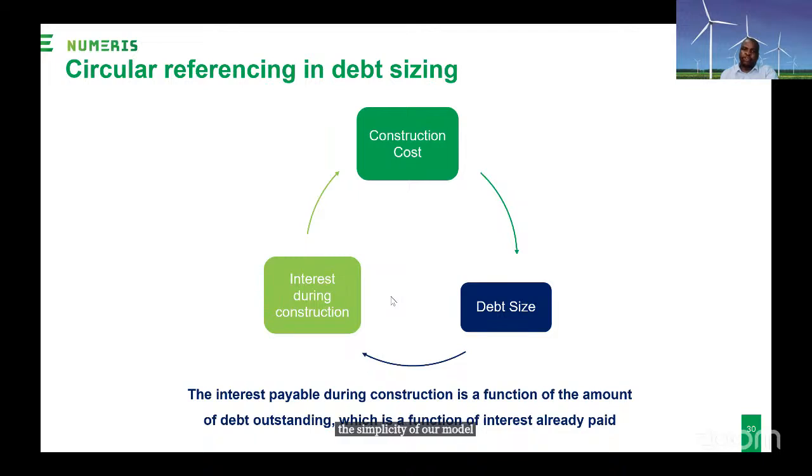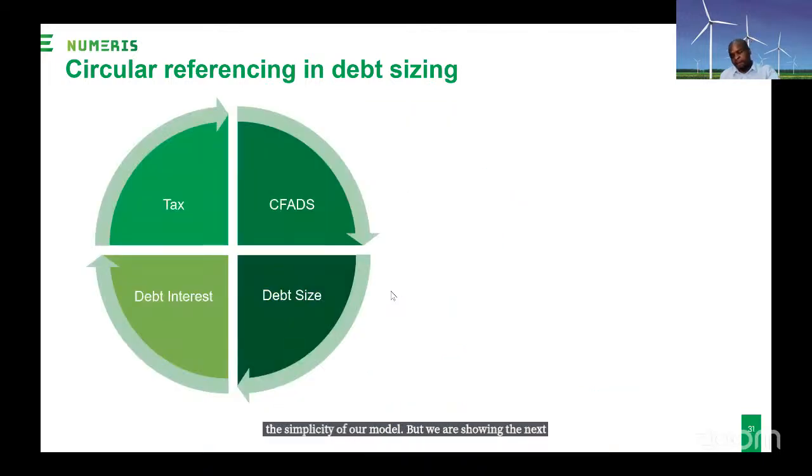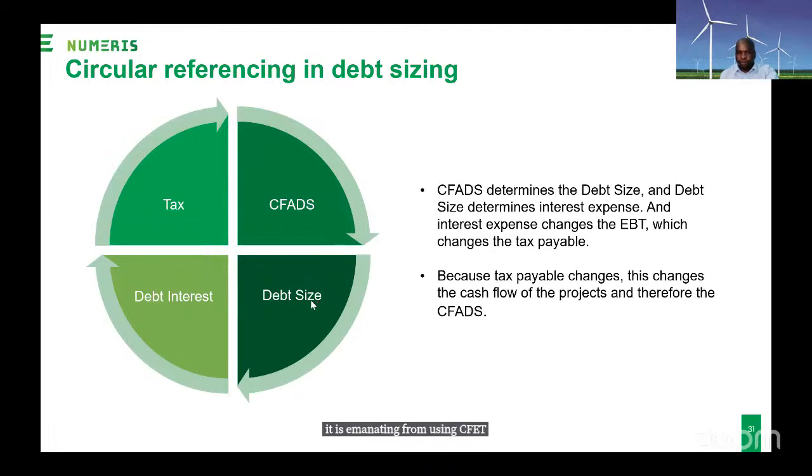But we are showing the next sign of circular reference, to say, where is it emanating from? It is emanating from using CFEDs to derive debt sizing, which also feeds into debt interest, but debt interest feeds into tax. You need tax to determine the CFEDs. So there's also that circular loop there.